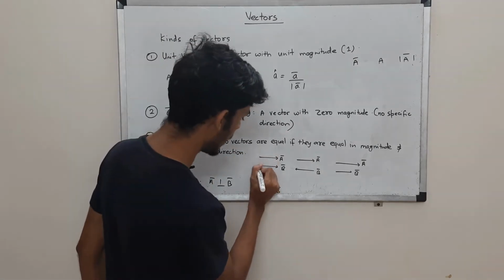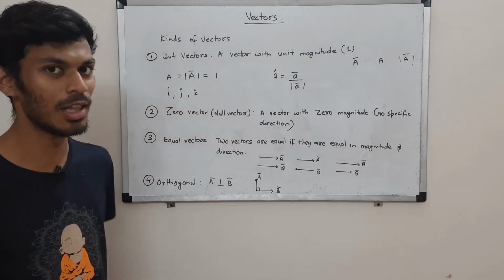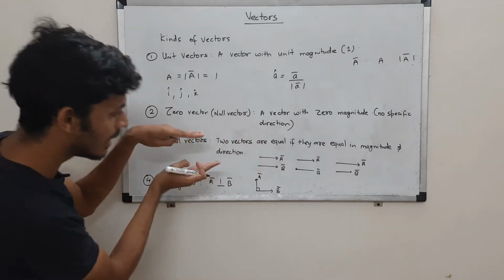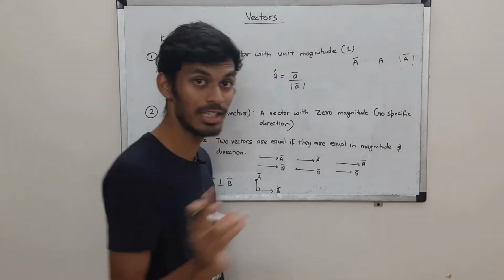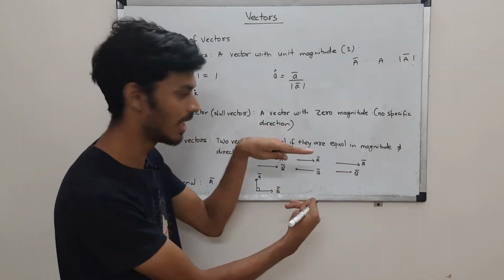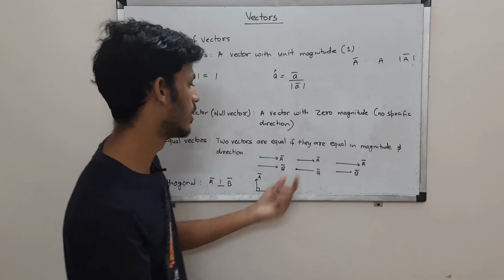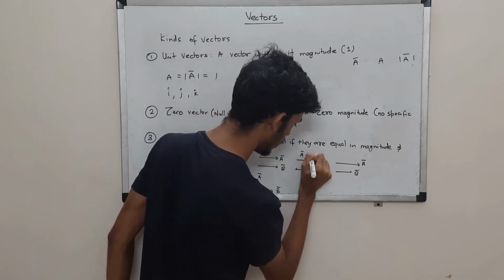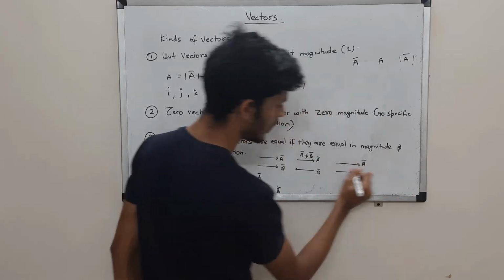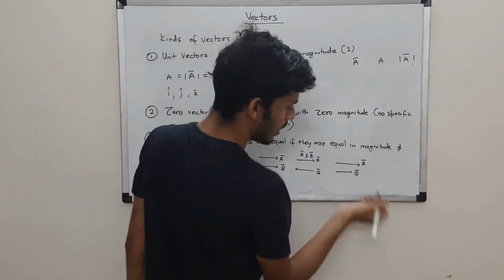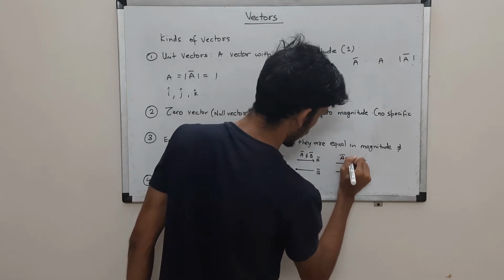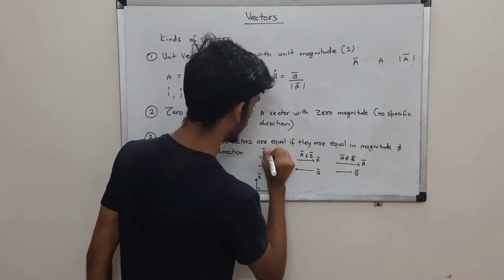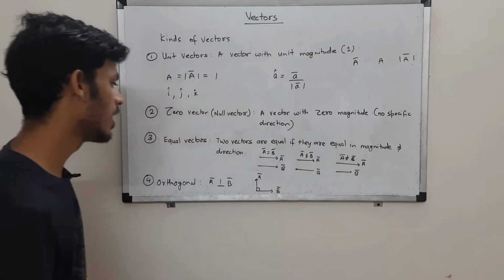Here you can see that the magnitude is equal, the length of the arrow, which represents the magnitude, is equal, and it is in the same direction. Here you can see the length is equal but the directions are opposite, so A vector is not equal to B vector. And here, the direction is the same but the magnitudes are not the same, so again A vector is not equal to B. Here both the magnitude and the direction are equal, so A and B are equal.